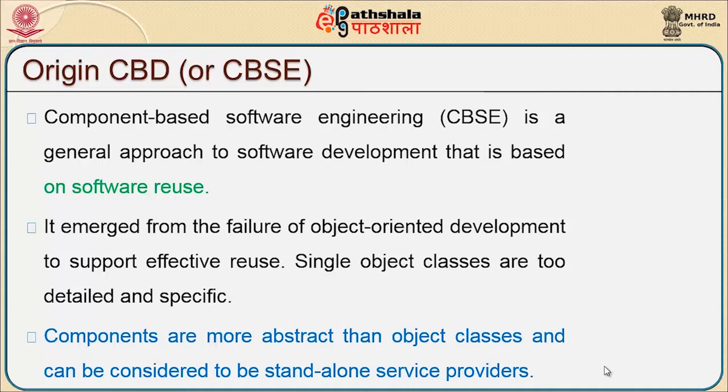Components are more abstract than object classes and can be considered to be standalone service providers. So every component is supposed to be a standalone service provider, and as I have already told you, these can reside on individual tiers of the architecture. Whenever a specific service is required, we can call upon those services as a component and utilize them directly.